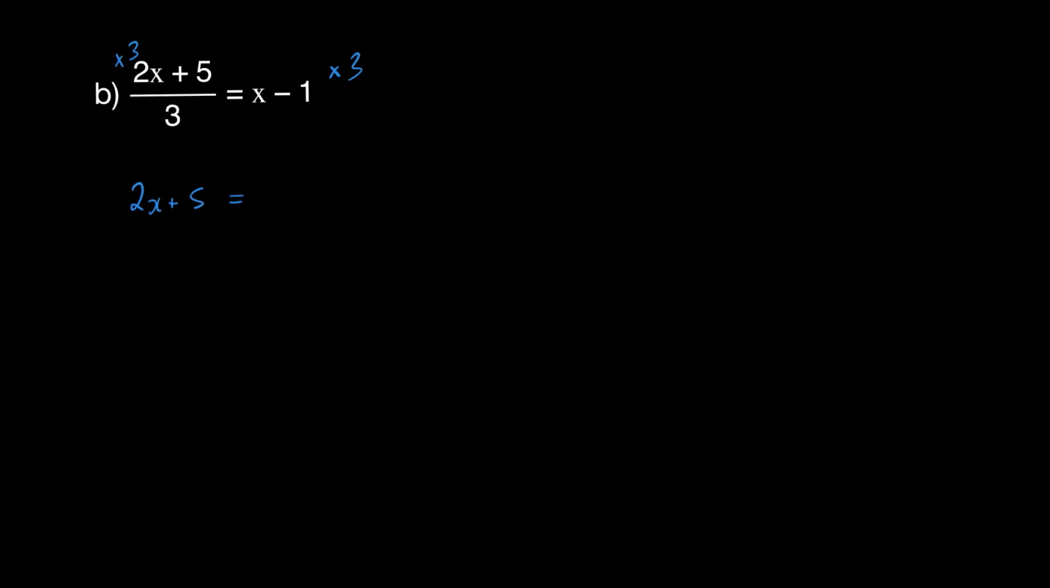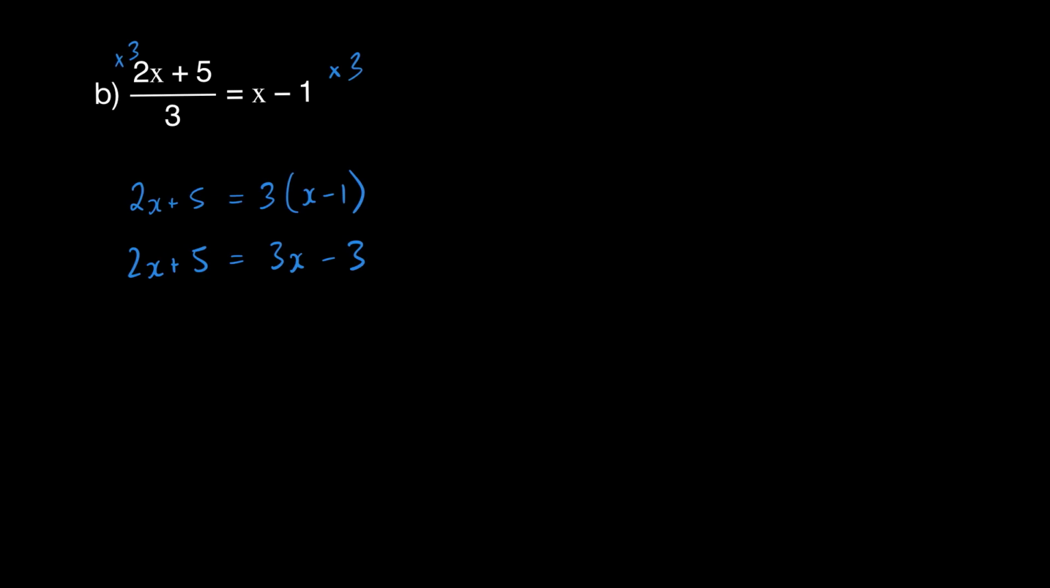Now don't forget, when you're multiplying, you have to multiply everything on that right side. So I'm going to write it like this to begin with, and then I need to obviously expand that. So the next line of working, I will expand. That'll give me 3x minus 3.